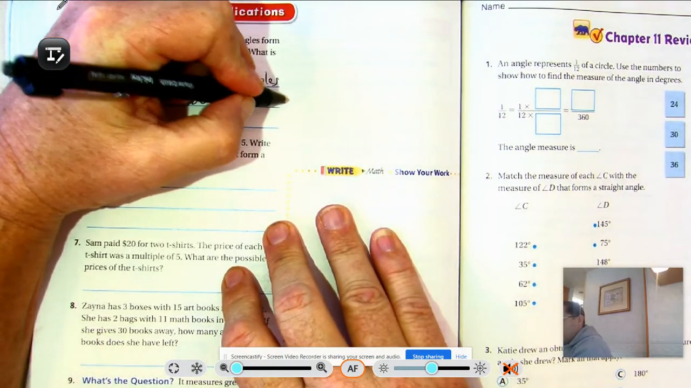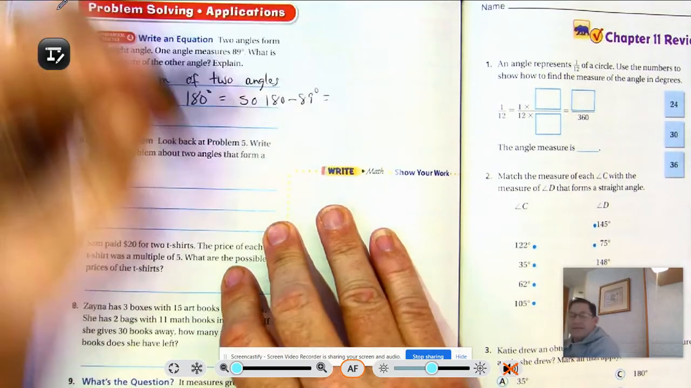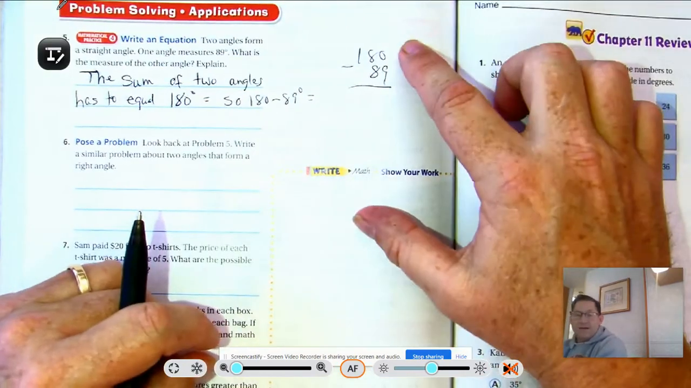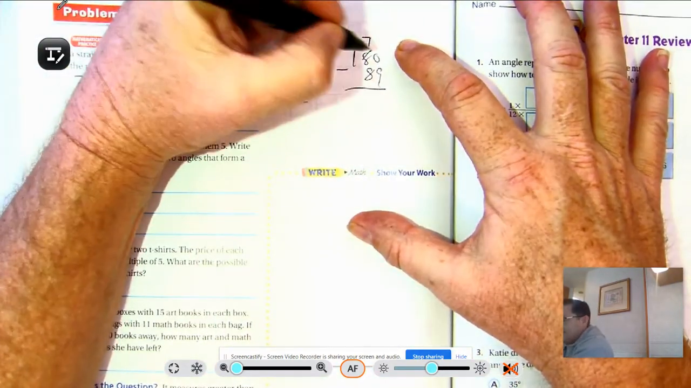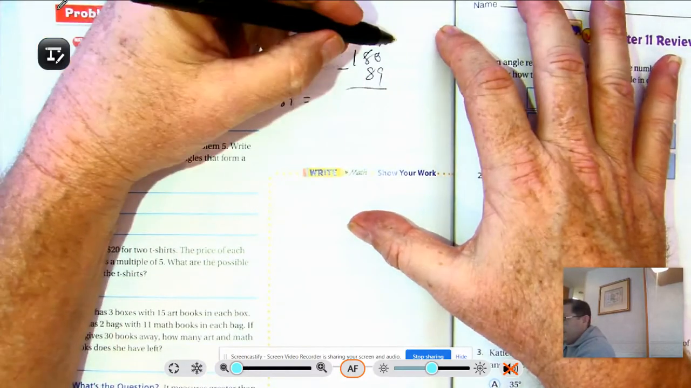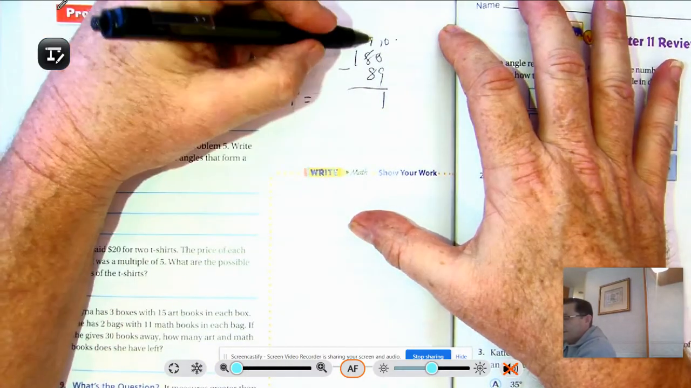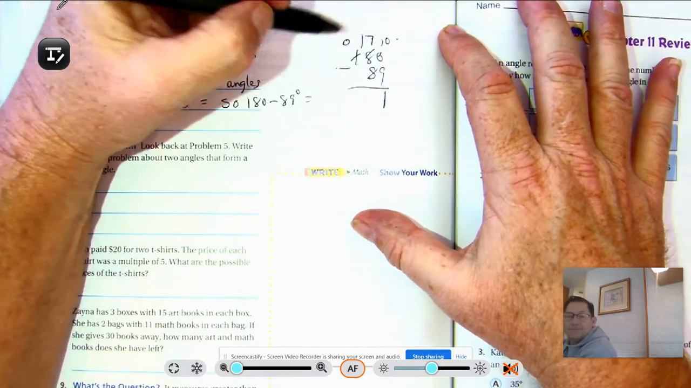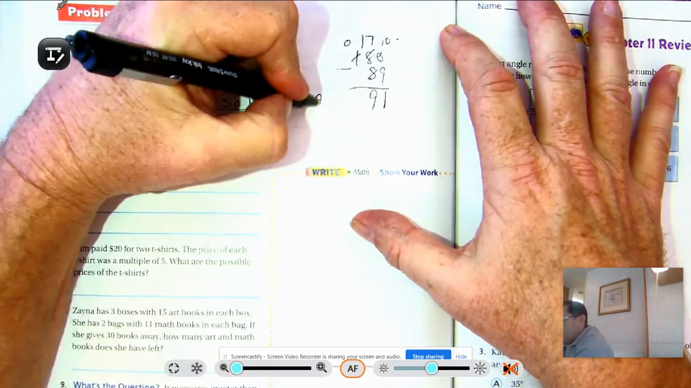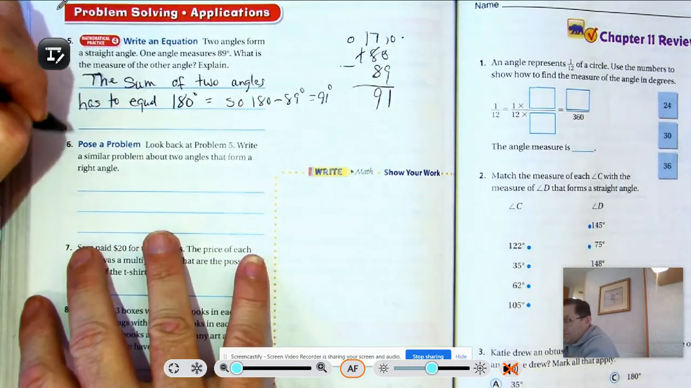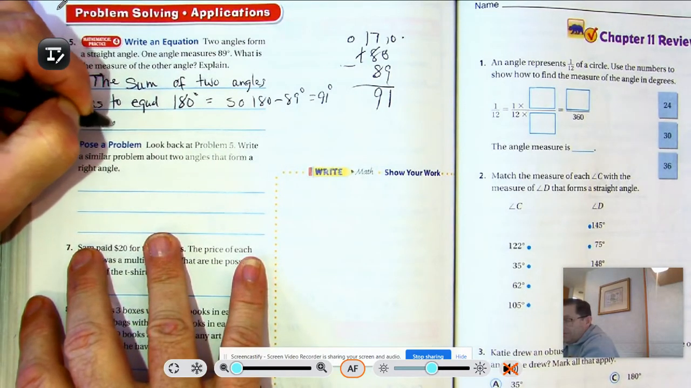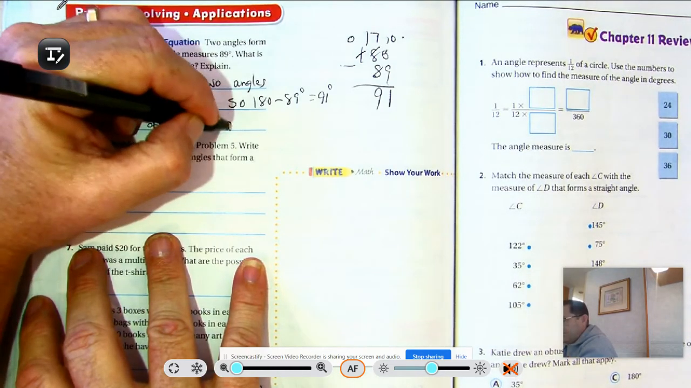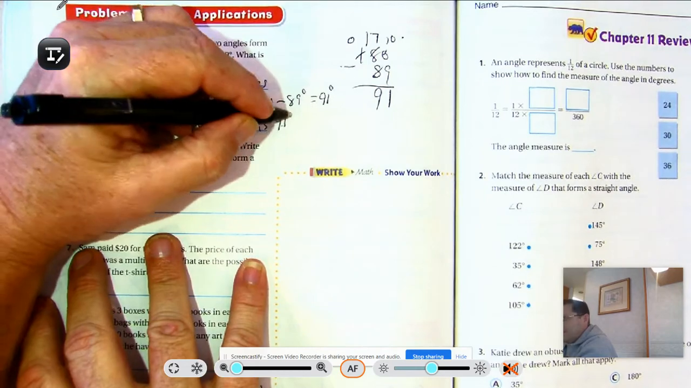So 180 take away 89 equals, well, we can't take 9 from nothing. So we'll regroup the 8 tens as 7 tens and 10 ones. 10 ones take away 9 ones is 1. 7 tens take away 8 tens, can't do that, so we'll regroup the 100 as 10 tens. 17 take away 8 is 9. So 91 degrees is the missing angle. The measure of the other angle is 91 degrees.